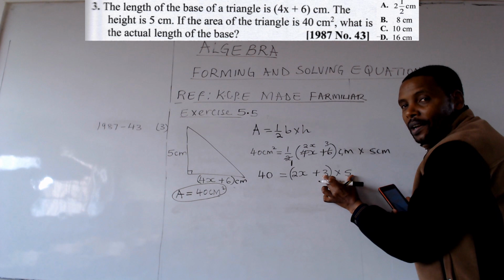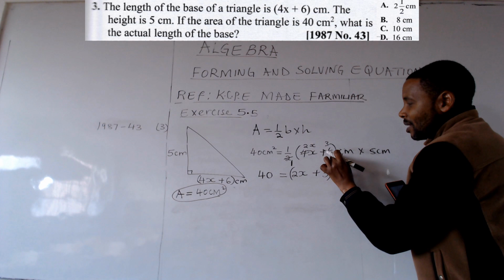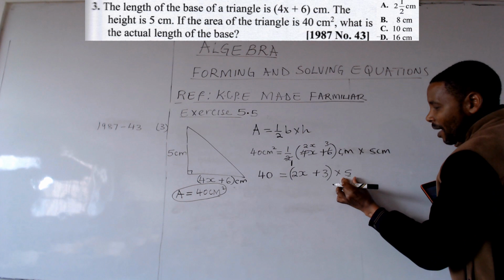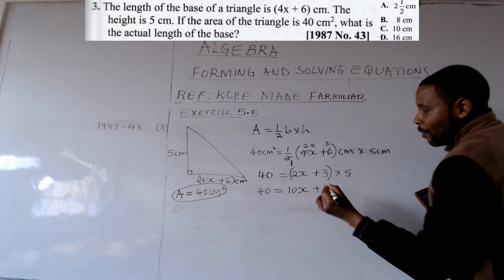just the way I did here. I multiply the whole of whatever was here by half. Half by 4, I got 2x. Half by 6, I got 3. Now, after I finish that, I have to multiply the whole base again by 5. So, 40 equals 5 times 2x, 10x, 5 times 3, plus 15. Now, I've opened all the brackets.